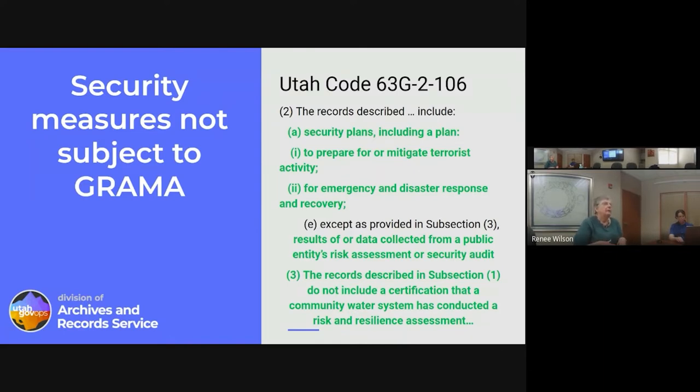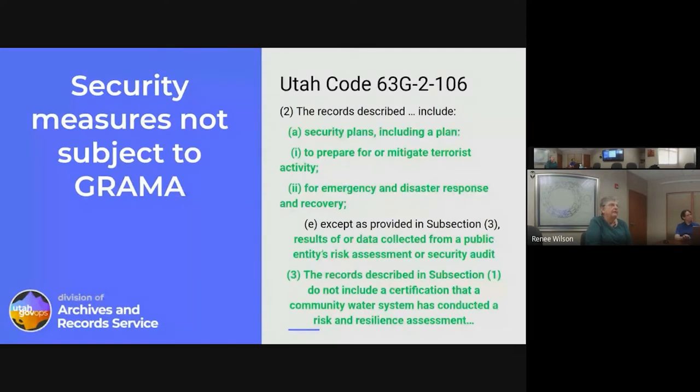So while the public can know that a culinary water system has conducted a risk and resilience assessment, they don't get to know the data that was collected behind that or all of the details of that. Going back to the first part, whereas it already said security plans, now it's defined to include security plans for disaster response and recovery or to mitigate terrorist activity. We spend a lot of time planning for disaster and figuring out what we'll do, where we'll meet. The archives has a calling tree, for example, but all of those are now specifically defined as part of security plans that are not subject to GRAMA.